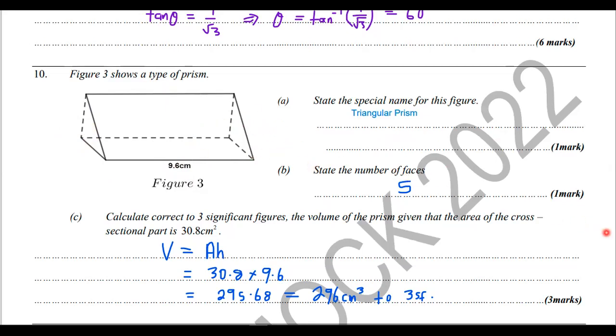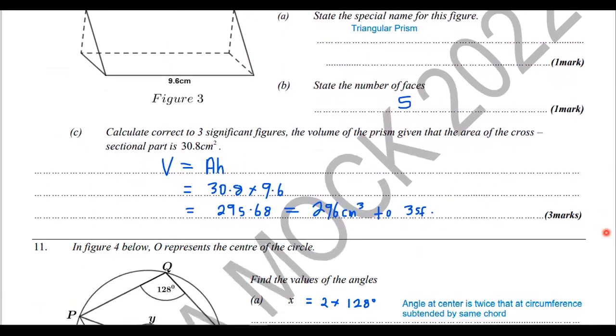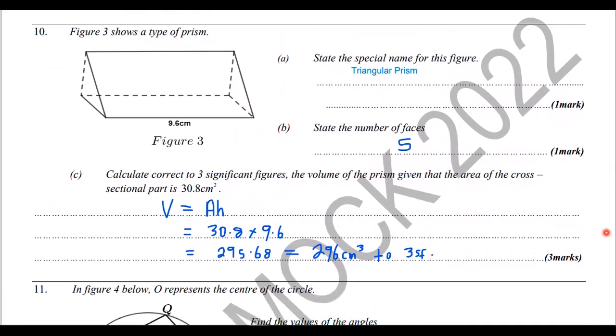Now they want us to calculate, to 3 significant figures, the volume of the prism, given that the area of the cross-sectional part is 30.8 square centimeters. So this is the cross-sectional part, this face that we use in describing the prism. The area of this triangle is 30.8 square centimeters. To have the volume of this prism, we just multiply that base area by the height. So 30.8 square centimeters times the height, or the length, you can call it the length, times 9.6 centimeters. And our answer is going to be in cubic centimeters because volume is a cubic dimension.